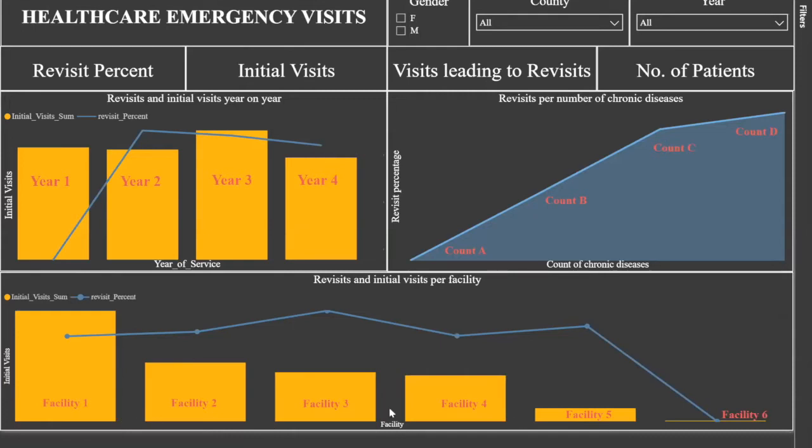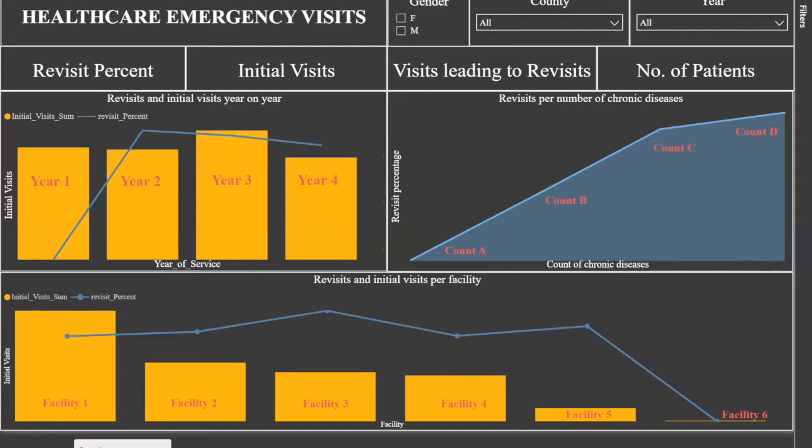At the bottom, we can see that our healthcare organization has 6 facilities. The volume of visits is highest for facility 1, but the revisit percentage is the highest for facility 3. On the top right, we can see that as the count of chronic diseases increases, the revisit percentage also increases.